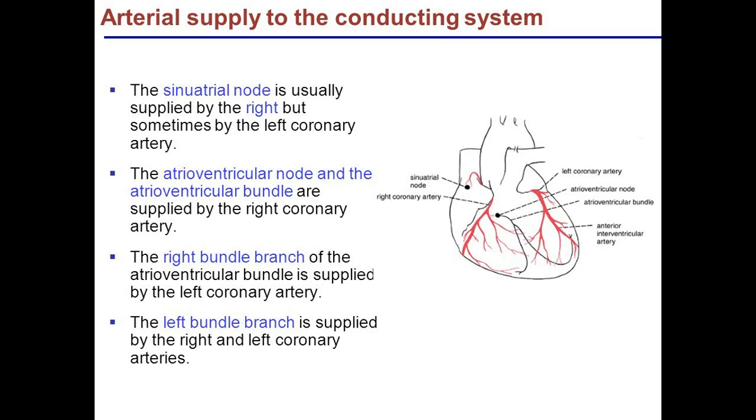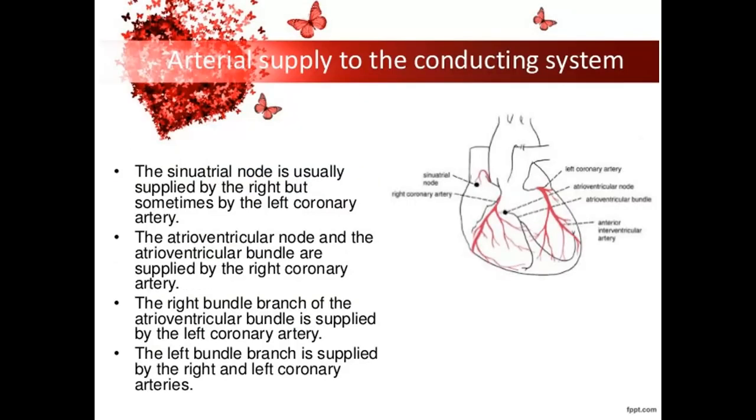We have already discussed the AV node. It is supplied in 60% of cases by the right coronary artery. The atrium is also supplied mostly by the right coronary artery. The right bundle branch is supplied by the left coronary artery, and the left bundle branch is supplied by both the left and right coronary arteries, because the left one is the larger one. Then we have seen here the sinus node is supplied by the right coronary artery.